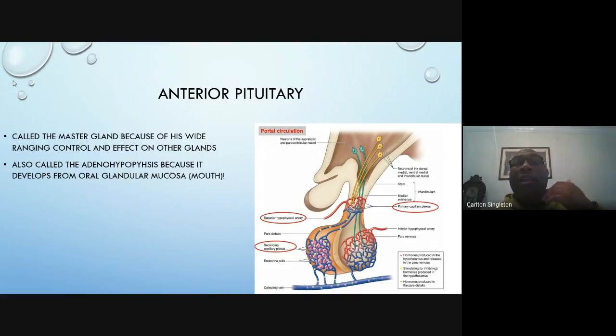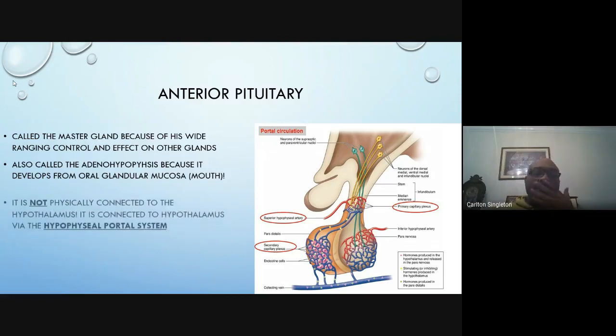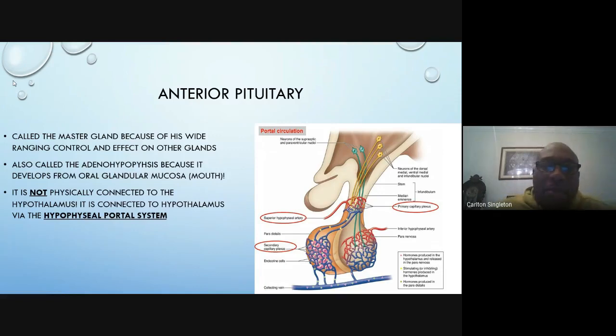It's based on where it developed from, and the anterior pituitary comes from oral glandular mucosa. It comes basically from the upper roof of the mouth. So when you are about 21 days in your mother's womb, there's a little bud that broke off called Rathke's pouch, and the anterior pituitary grew upwards towards your brain. Also unique, the anterior pituitary is not physically connected to the hypothalamus. It's connected through what's called a portal system. It's a system of veins.